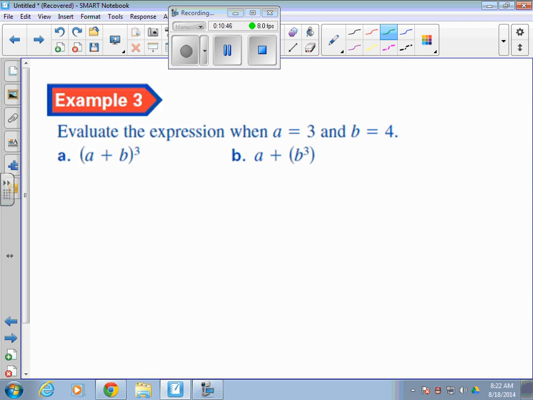Okay, notice these problems are very, very similar. When you read them out loud, they'll sound exactly the same. A is 3, B is 4. (A plus B) cubed, A plus B cubed. Notice it sounds exactly the same when I read A and I read B. The parentheses is what's going to make the difference.